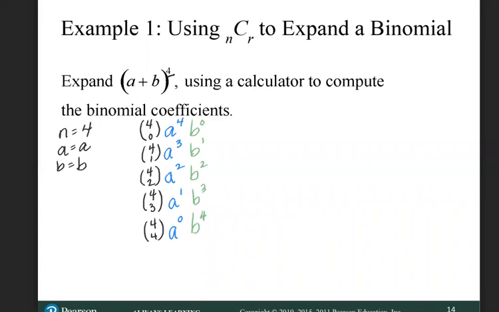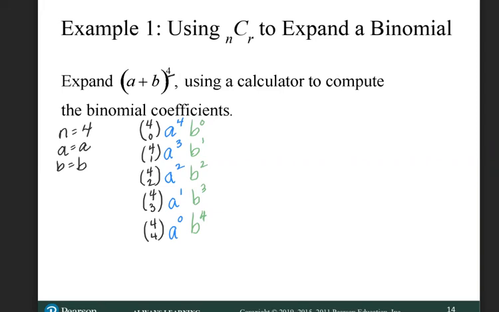Now, you may have noticed those exponents always add up to 4. This is a good check to make sure that I didn't accidentally go up instead of down or down instead of up. All of those exponents should add up to 4. So 4 plus 0, 3 plus 1, 2 plus 2, 1 plus 3, 0 plus 4, we're okay.